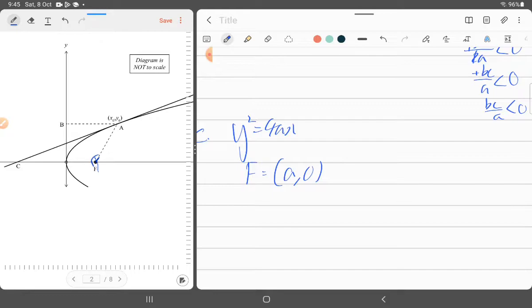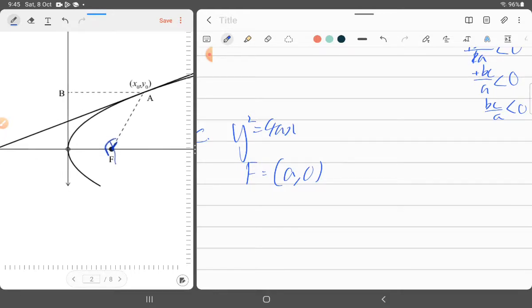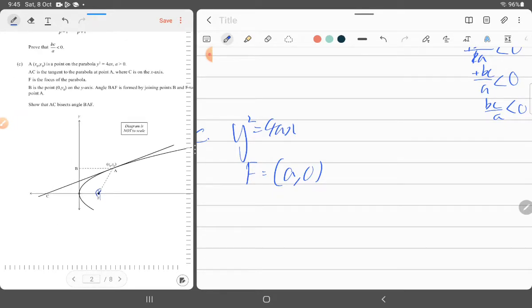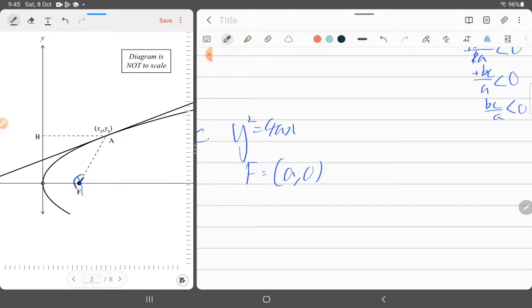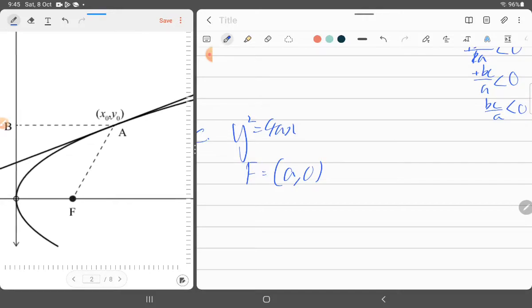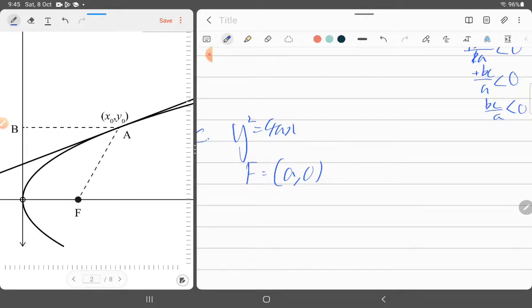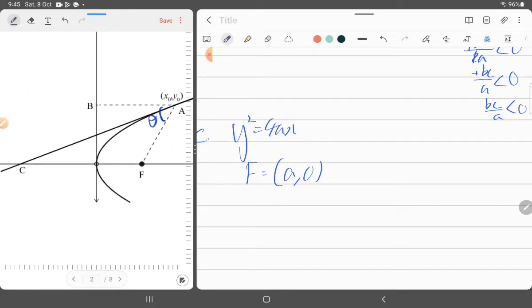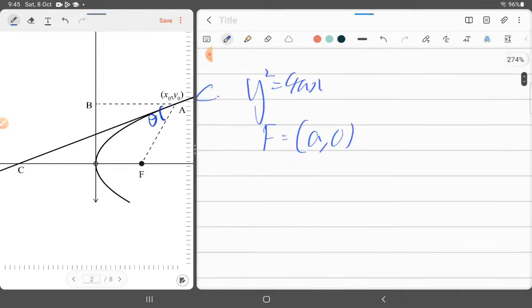Wait, this angle is theta, I think. Okay, so basically what we can do is actually let this angle be theta, then the angle xy0 is equal to theta.